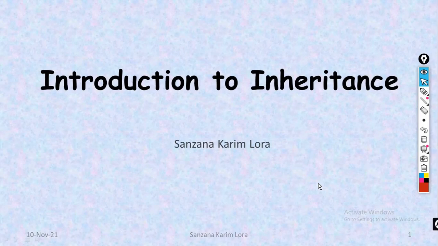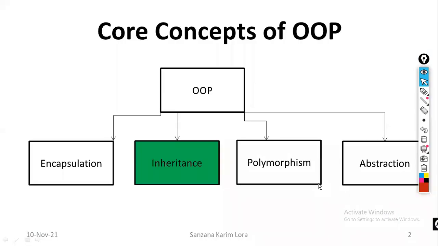Welcome to today's class. In this lecture, we are going to discuss one of the core concepts of object-oriented programming: inheritance. We know there are four core concepts of object-oriented programming. They are encapsulation, inheritance, polymorphism, and abstraction. Today, we are going to talk about inheritance.